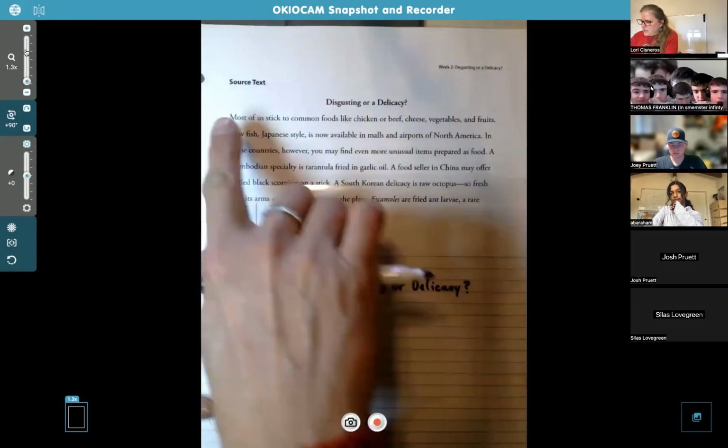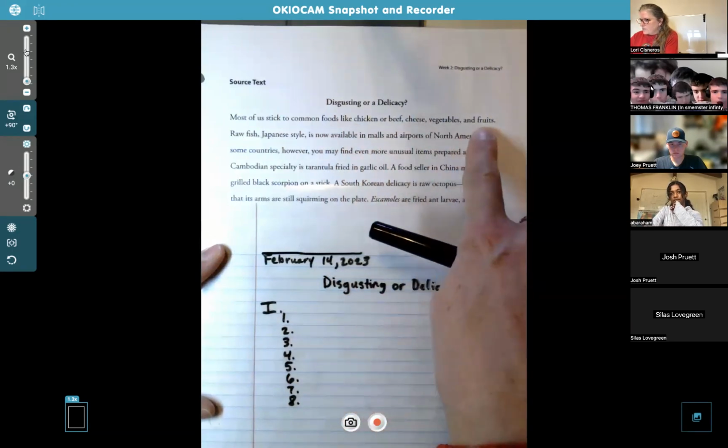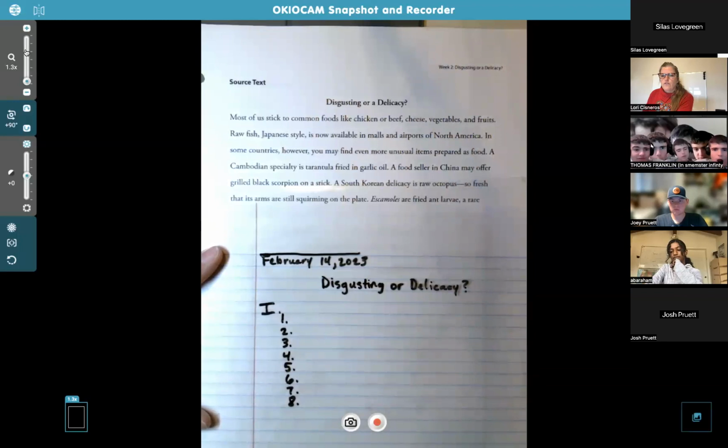The first sentence here: most of us stick to common foods like chicken or beef, cheese, vegetables, and fruits. So who would like to volunteer to help me come up with some keywords from that first sentence? Any volunteers to help me with that? Just looking at the very first sentence.